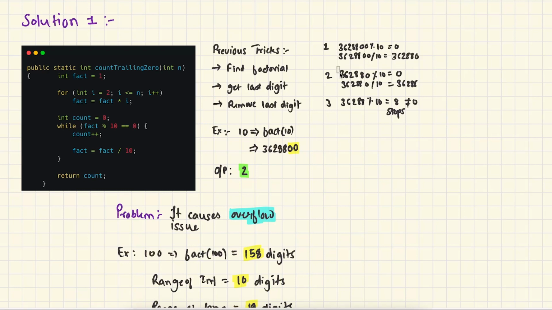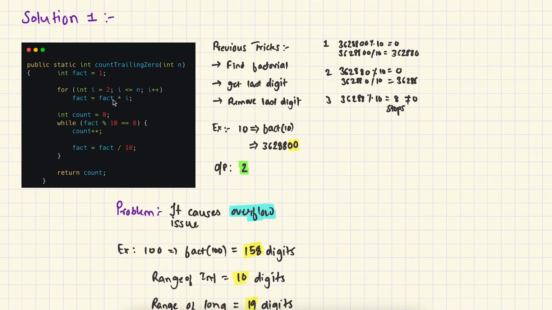We do the same thing in the next iteration. Now our number reduces to 36288. And in the next iteration we again do the same thing, but this time we get the last digit as 8, so our loop stops here and we come out of the loop, and simply return the count of trailing zeros. So in this case the count of trailing zeros comes out to be 2, because in the factorial of 10 the number of trailing zeros is 2.